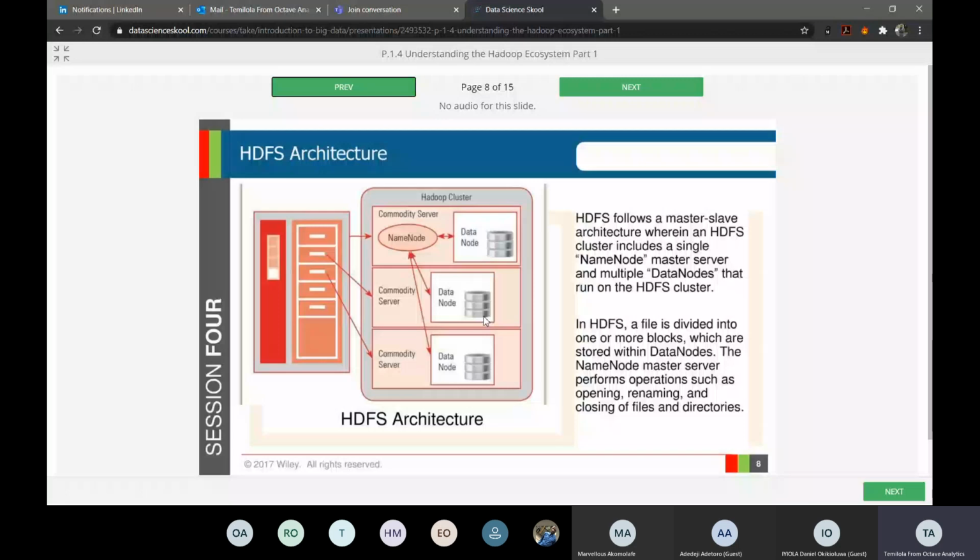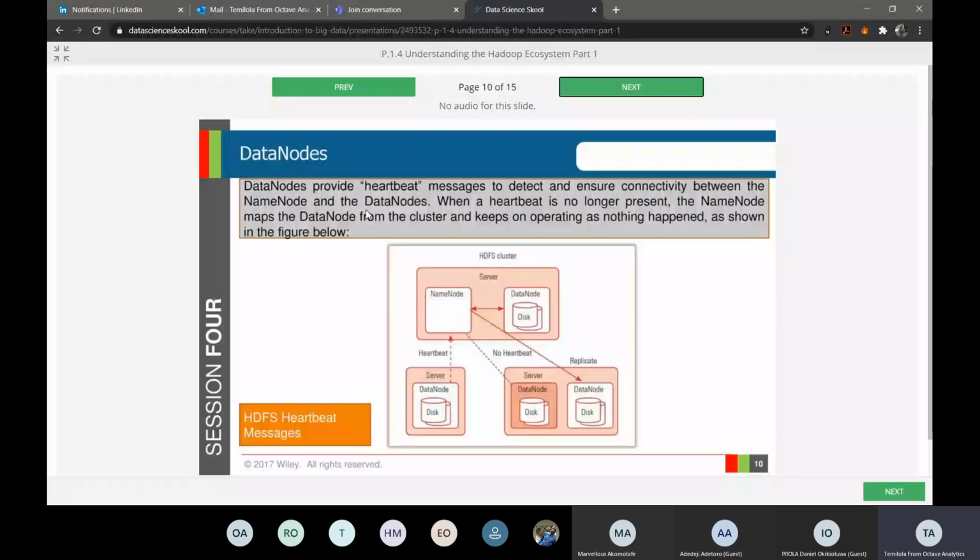Okay, so going deep down, the data node provides heartbeat messages to detect and ensure connectivity between the name node and the data node. So they're just trying to explain to us how data nodes communicate with name nodes. So data nodes are able to communicate with name nodes with a form of messaging referred to as heartbeats.